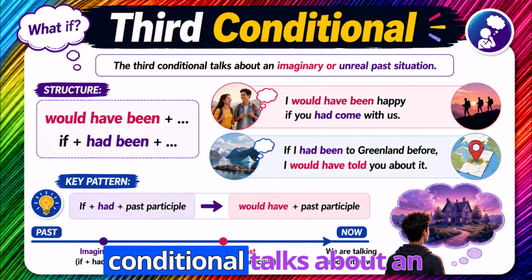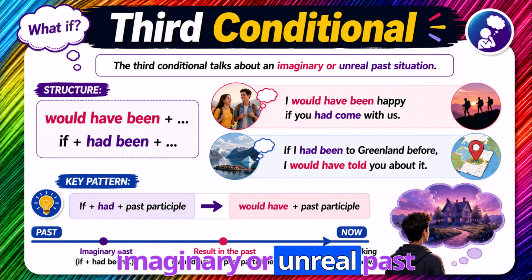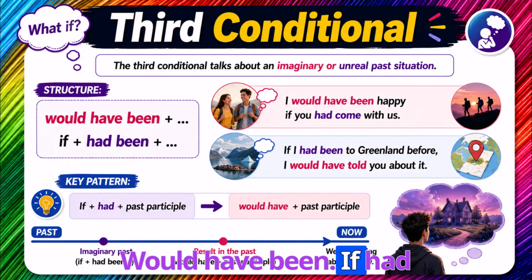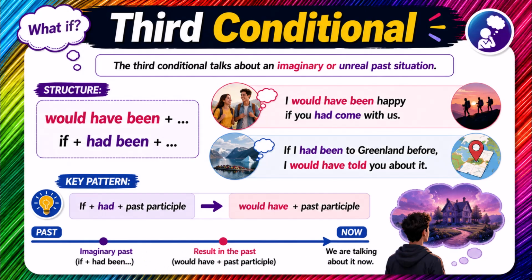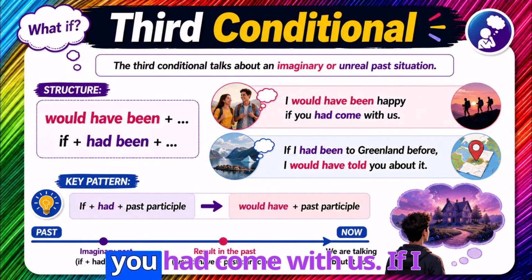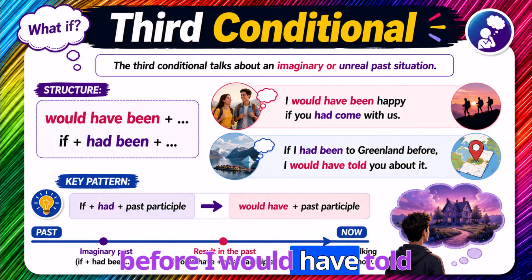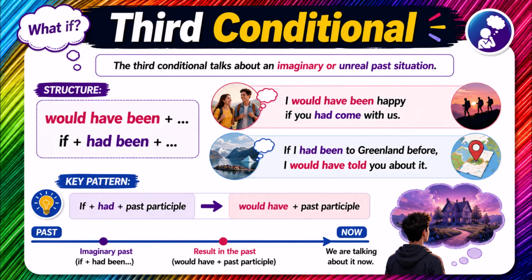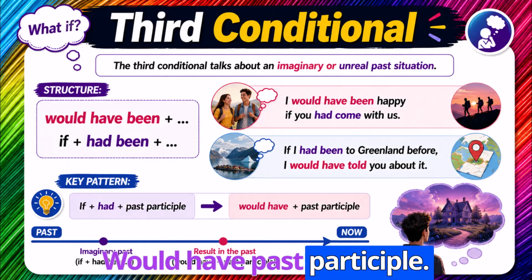Third conditional. The third conditional talks about an imaginary or unreal past situation. Structure: would have been, if had been. I would have been happy if you had come with us. If I had been to Greenland before, I would have told you about it. Key pattern: if had past participle, would have past participle.